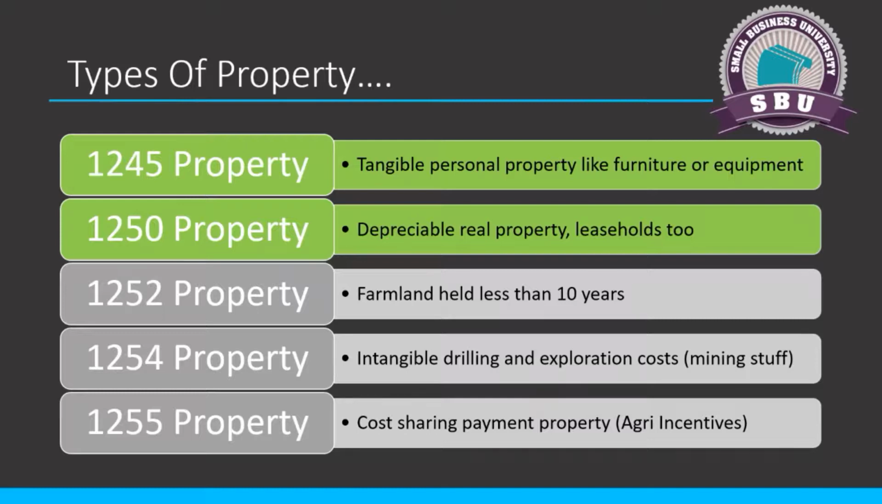I'm telling you, I've never seen anything like that. But these are the five types. Our lesson is going to focus on 1245 and 1250, as that's what you're going to see with Halon clients, and that is definitely the most common. If you run into the other types, we can do it.